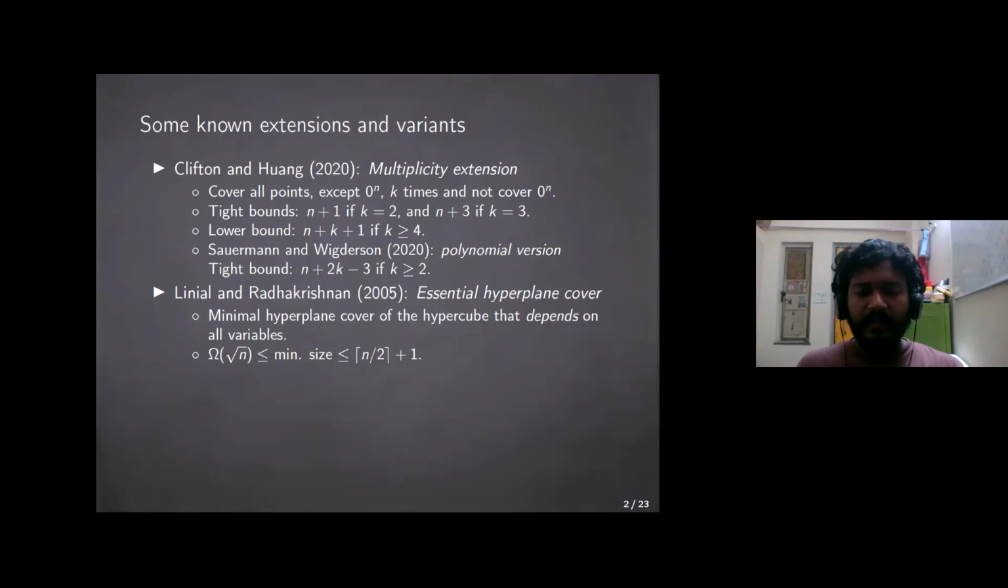And we have a bound of order n on the upper side and square root n on the lower side, which was proved in their paper itself. And we don't have any improvement over this, even after 15 years.